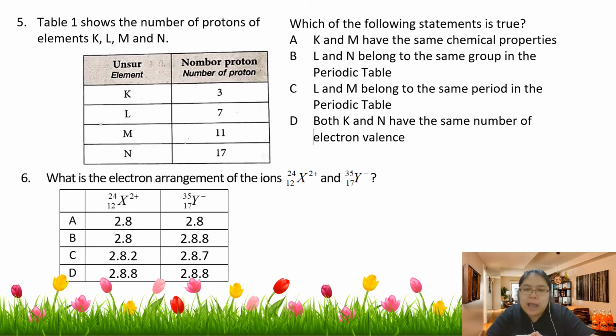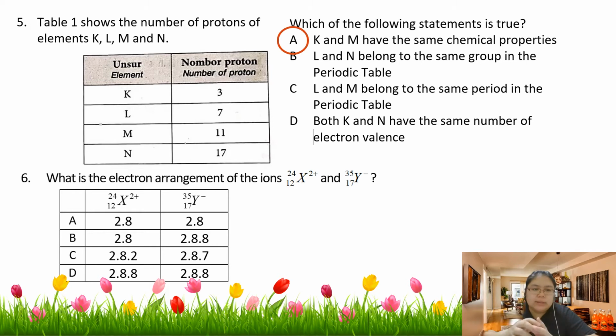C, L and M belong to the same period in the periodic table. So this one you go and check. I think they are not in the same period. Okay, after that, D, both K and N have the same number of valence electrons. K and N. Okay, the valence electrons should be different because K has 1 left outside, right? Another one, N, is 2, 8, 7. That's also different. So I find the true answer should be A only.